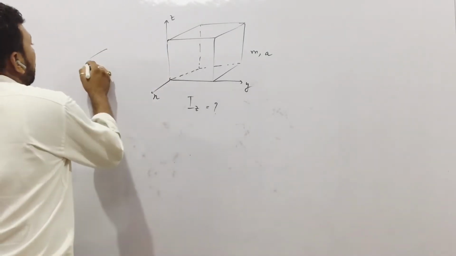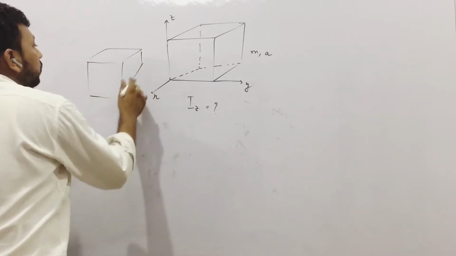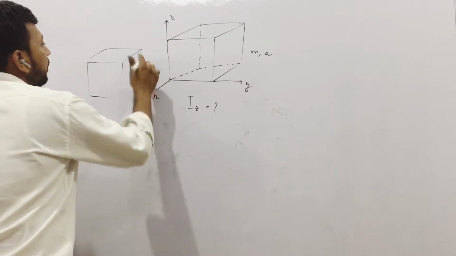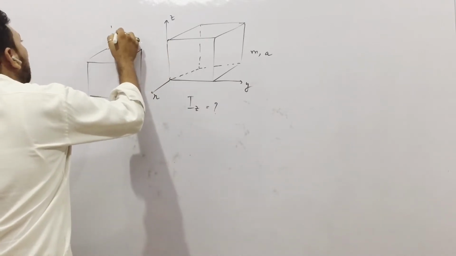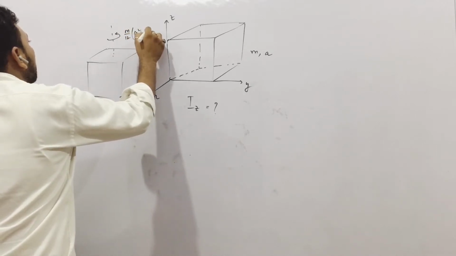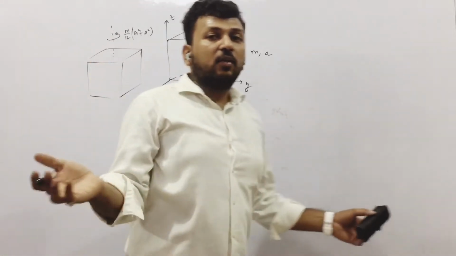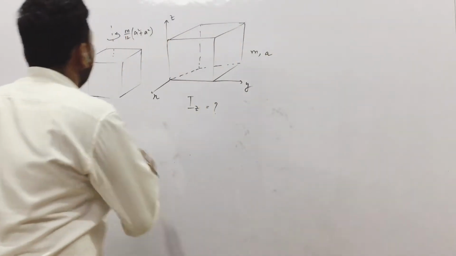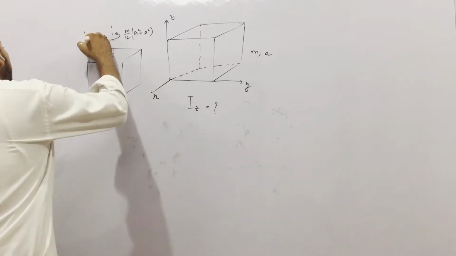I hope you know the moment of inertia of a cube about this central axis. It is M by 12 into (a square plus b square), which is the same here, because it is a cube and all the sides are of length a. So this is the moment of inertia, right? From this point to this point, we'll apply the parallel axis theorem.